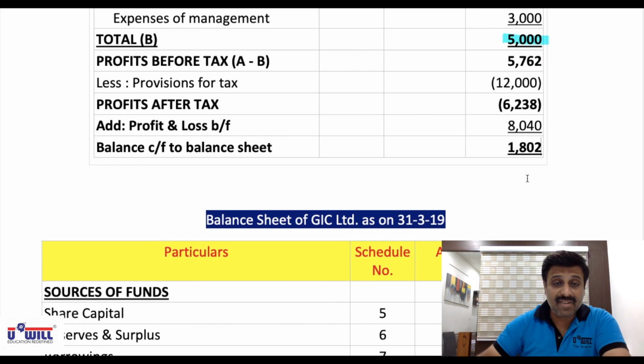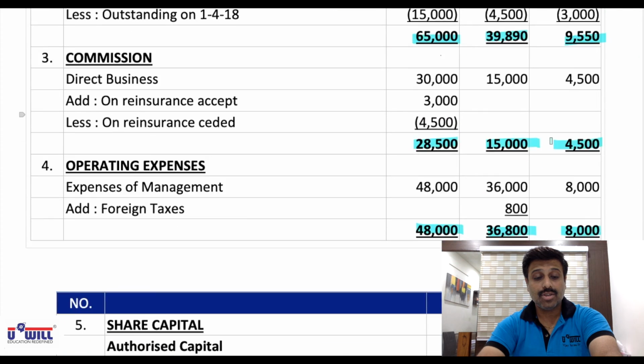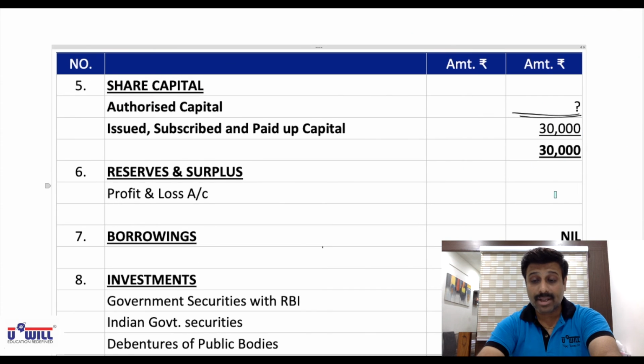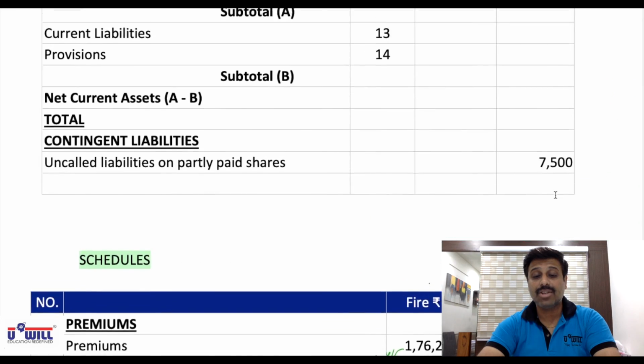Now this balance carried forward to balance sheet is what we have to show in reserves and surplus. Okay, this 1802 is what we have to show in reserves and surplus. So we have already made the schedule for that. Over there, all of you write down 1802 and total also 1802. Now we put these items in balance sheet.